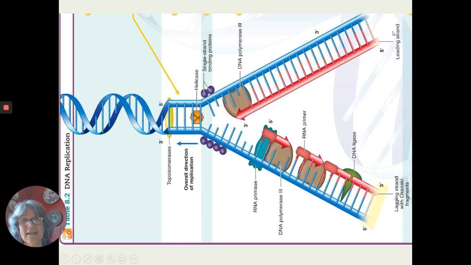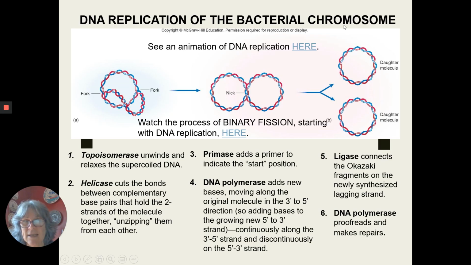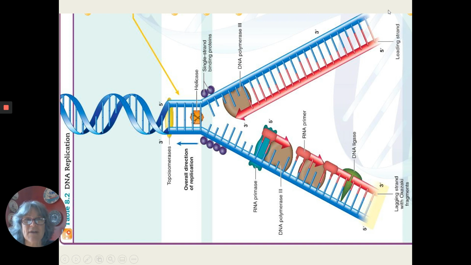We call this side the leading strand. DNA polymerase can only move in one direction. So my RNA primer is always put at the 3' end. That's my starting point, because DNA polymerase can only move 3' to 5'. So it's chugging along this way, right to left on this image.